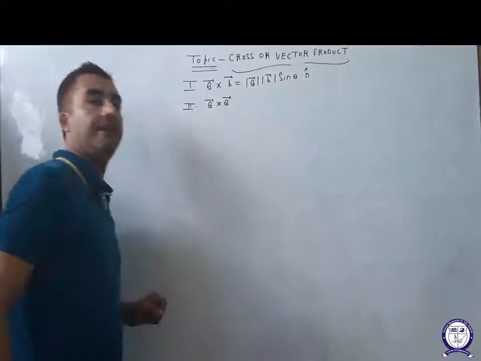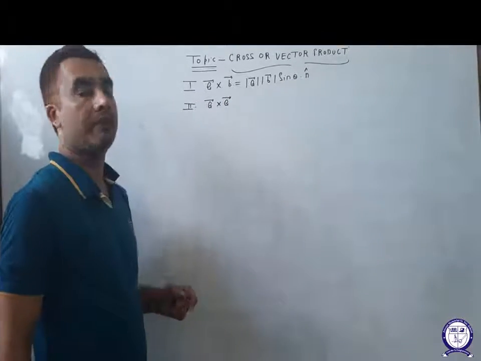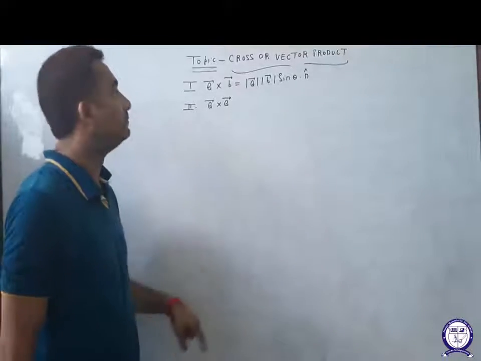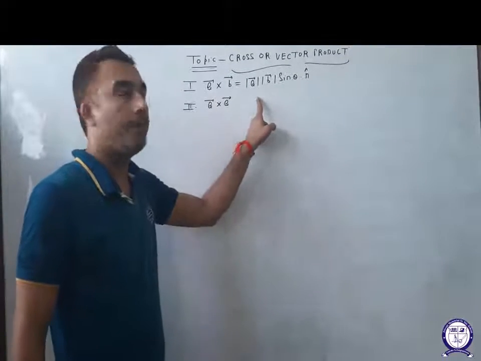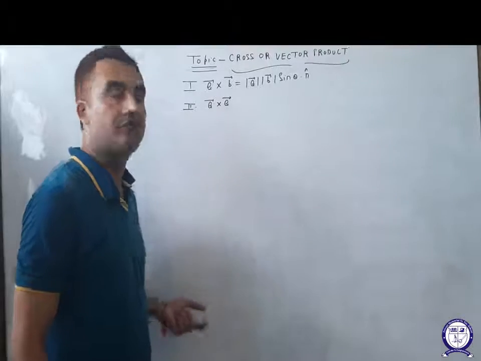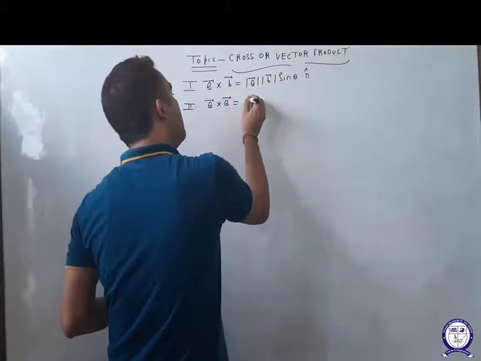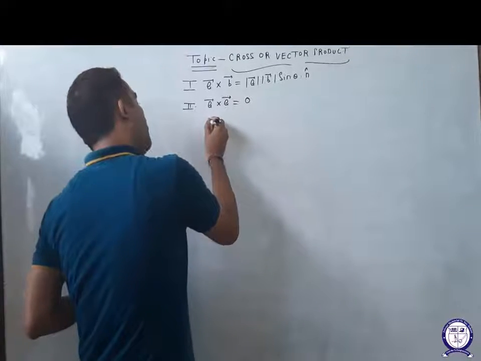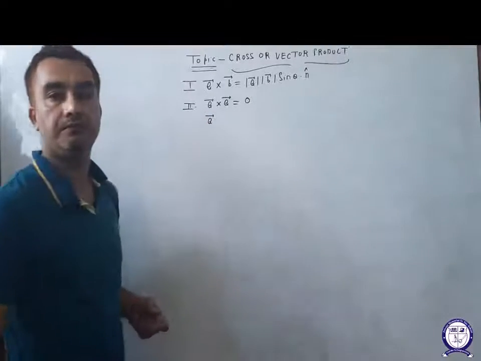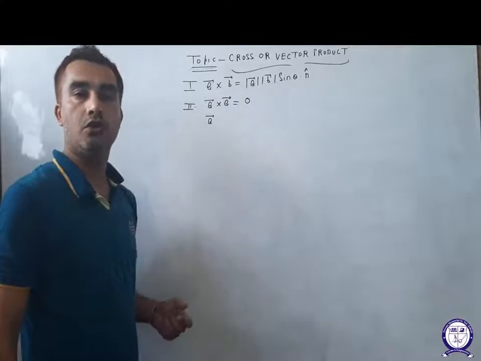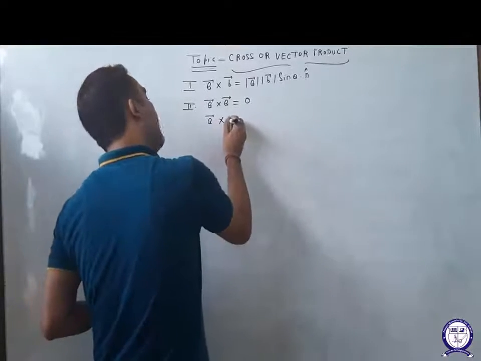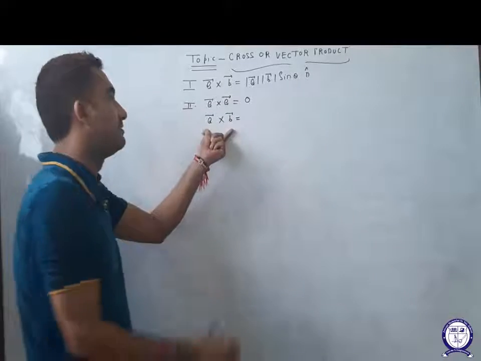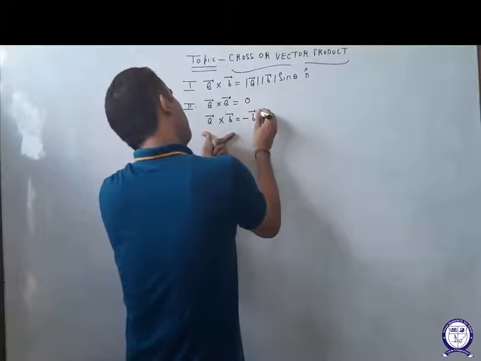Now, second one: if vectors are the same, then what will be their cross product? Check out, the angle between the same vectors is 0. That means magnitude of A sine 0. Sine 0 becomes 0. That means cross of two same vectors is always 0. Dot product was commutative, but your cross is not commutative. That means if you want to interchange your vectors in cross products, then a negative sign will be there.